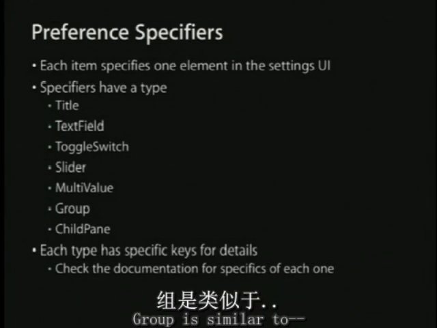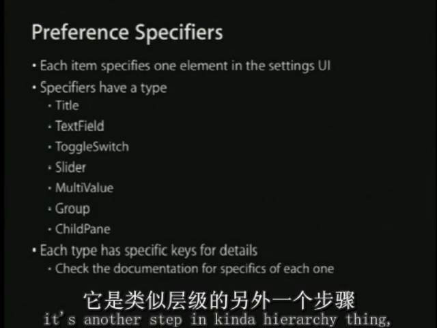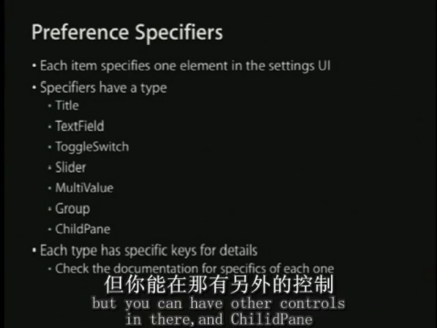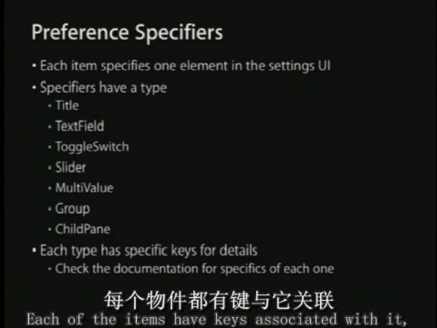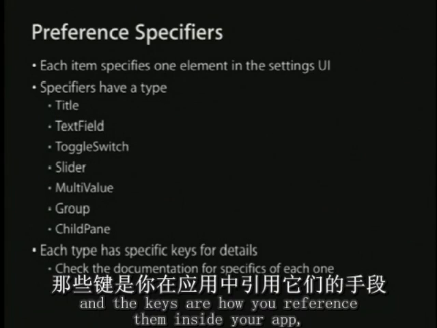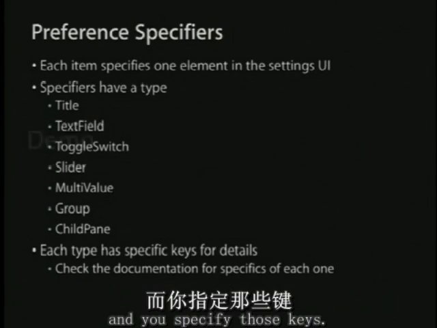Group is another step-in kind of hierarchy thing, but you can have other controls in there. And child pane, of course, comes from a group. Each of the items have keys associated with it. And the keys are how you reference them inside your app, and you specify those keys.